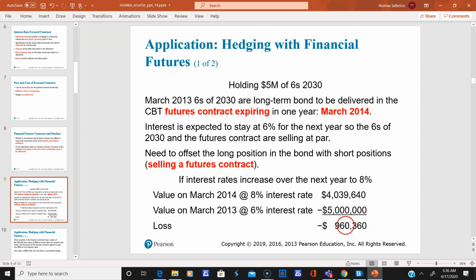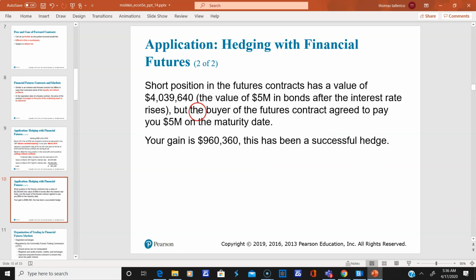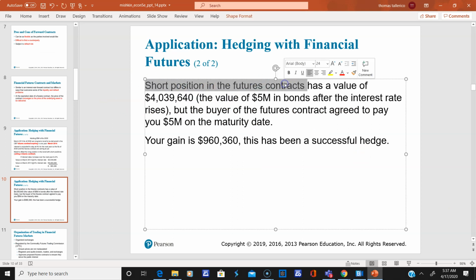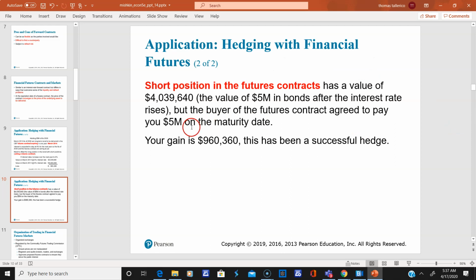So that's why you would perform a hedge. So now you sell the futures contract and you perform the hedge. So you take a short position in the futures contract, okay, to hedge against the price of the bond going down. And that has a value of $4,039.64. But the buyer of the futures contract agreed to pay you $5 million on the maturity date.